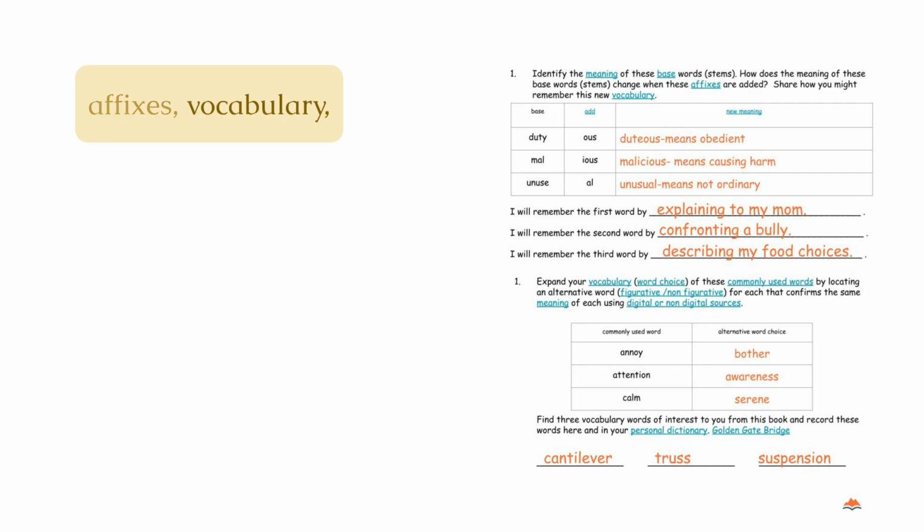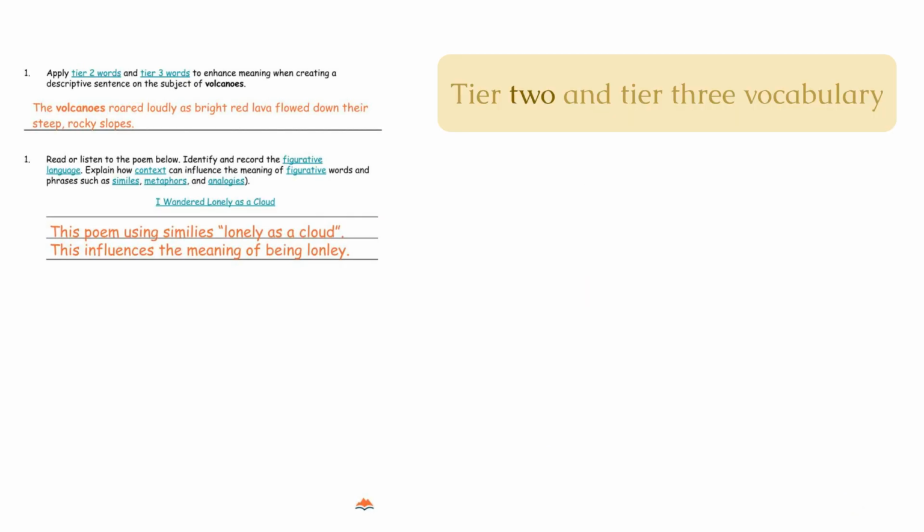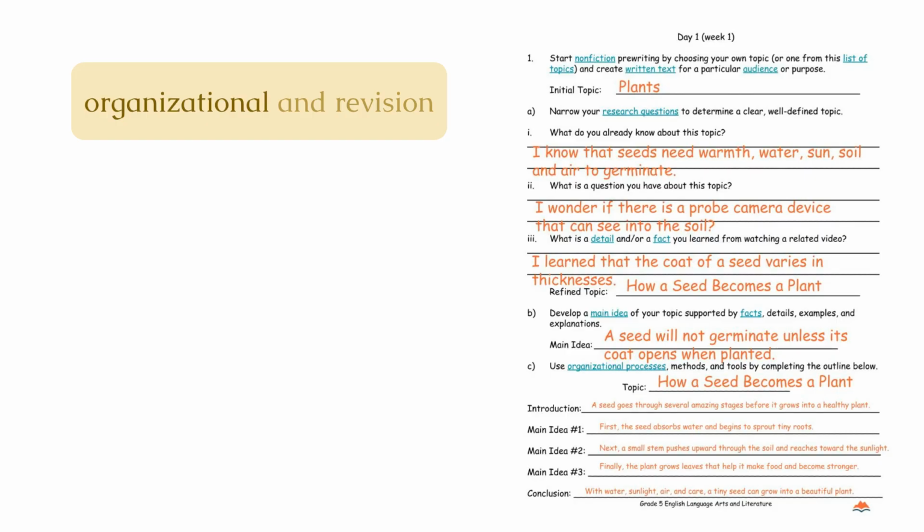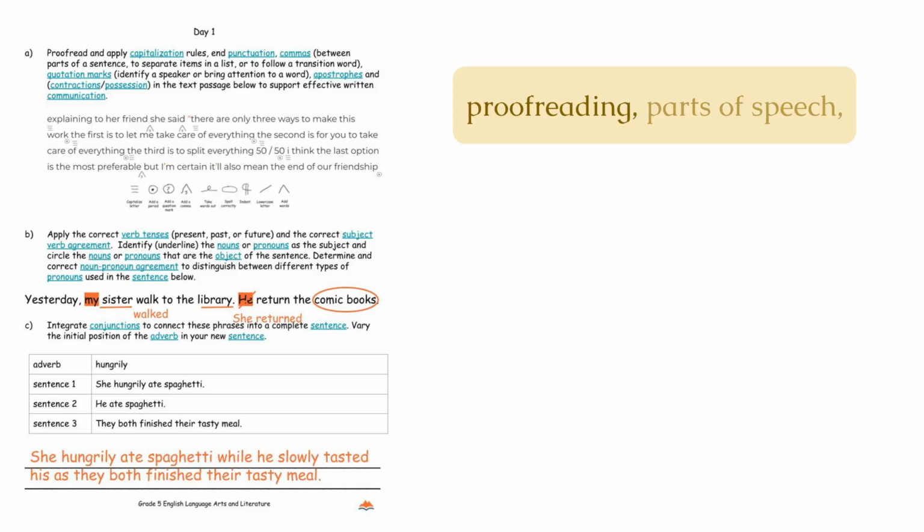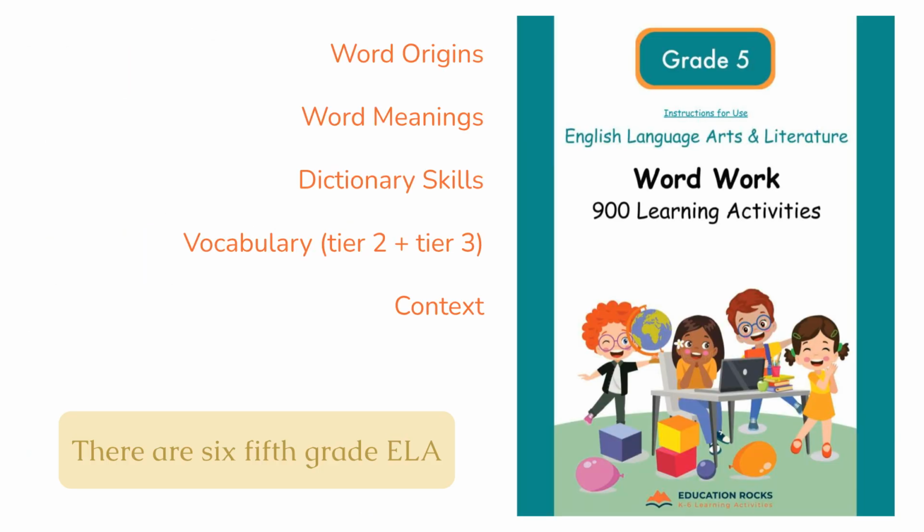Affixes, vocabulary, and language. Tier 2 and Tier 3 vocabulary, and poetry and figurative language. Organizational and revisional writing. Proofreading, parts of speech, such as verb tenses, subject-verb agreement, nouns, pronouns, noun-pronoun agreement, subject and object, and complex sentences. There are 6 5th grade ELA units.